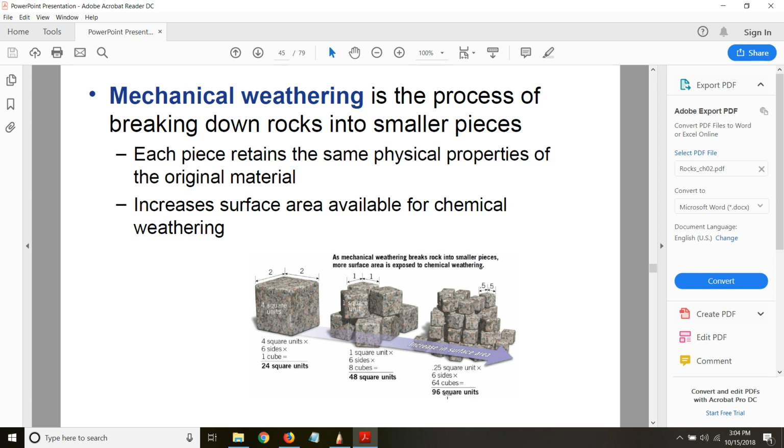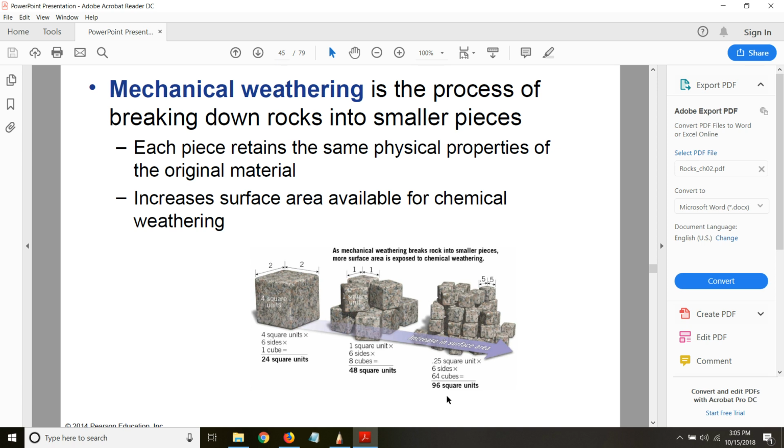As the exposed surface area increases, the rock becomes more and more susceptible to weathering forces. This is the definition of mechanical weathering: as it continues, it makes the rocks more and more exposed to the weathering forces by breaking them down into smaller pieces. So look up your figure 2.14, the smart figure in your textbook.